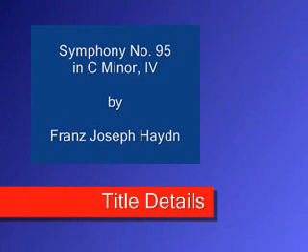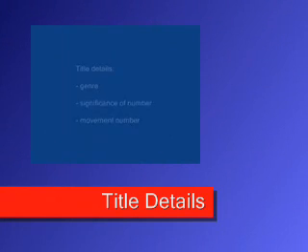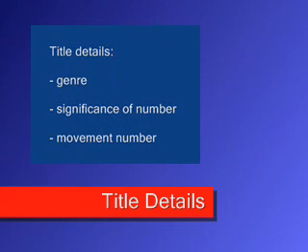Symphony Number 95 in C minor, fourth movement by Franz Joseph Haydn. Let's begin our examination of the work by taking a look at its genre, the significance of its number, and its movement number, all of the details that you see expressed in the title of this work.